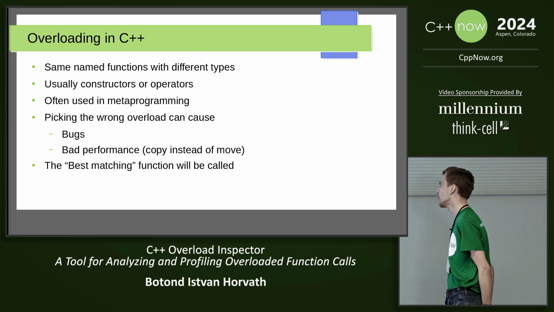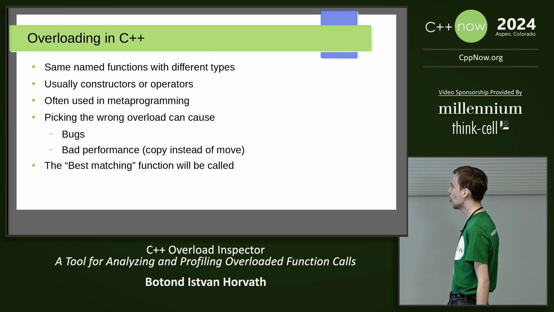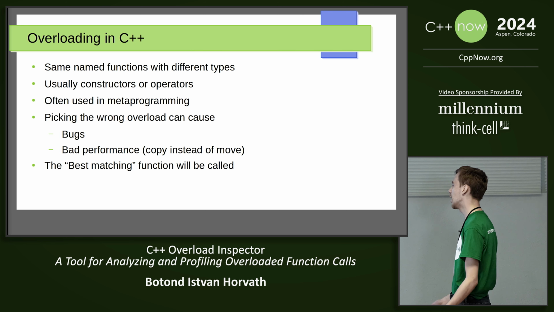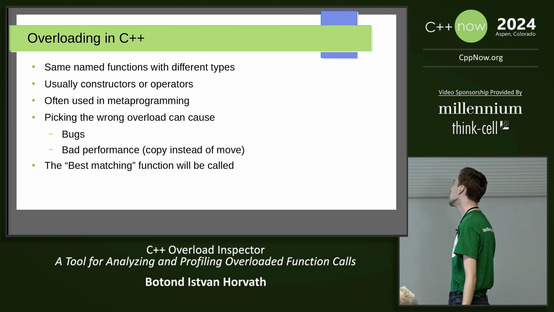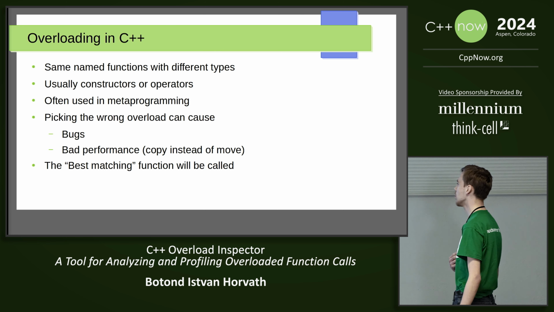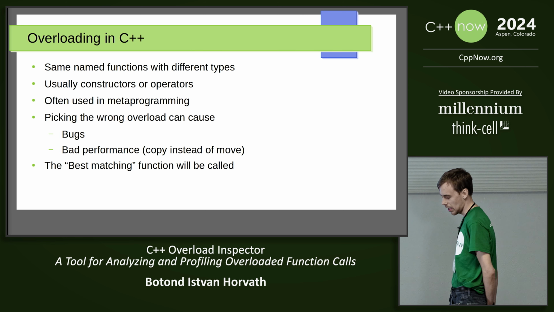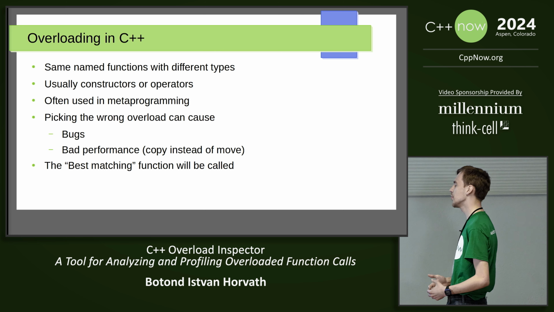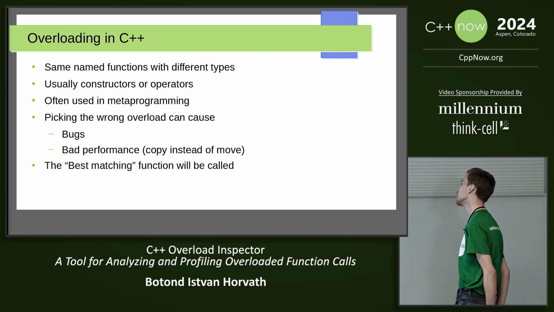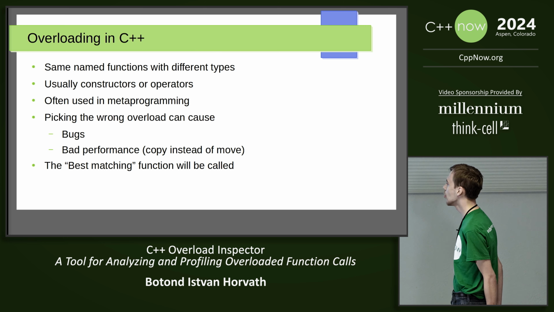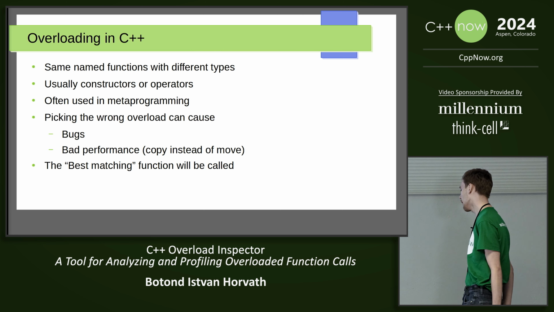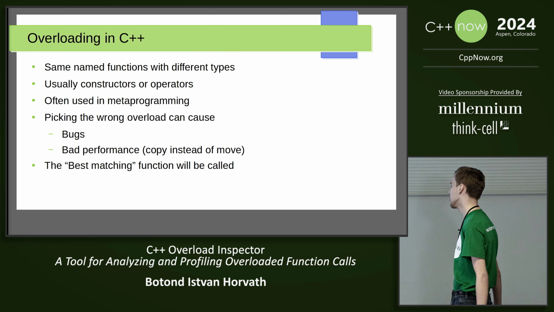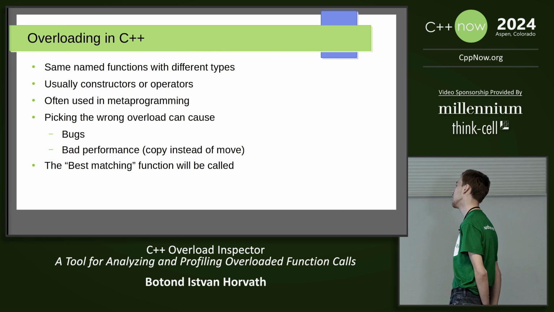Usually the overloaded functions are constructors and operators, but of course this is not a rule, only the custom. And overloaded functions are often used in metaprogramming too. It is important to pick the right overload, the overload which the programmer wanted to pick, because otherwise it can cause either bugs or bad performance, because we copied instead of moved the object, or we did implicit conversions which slowed the program down.